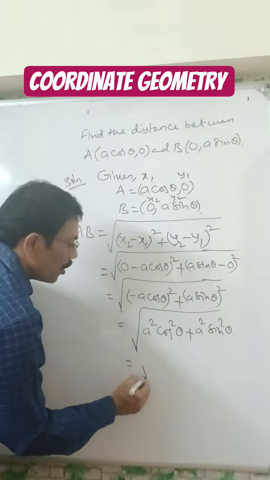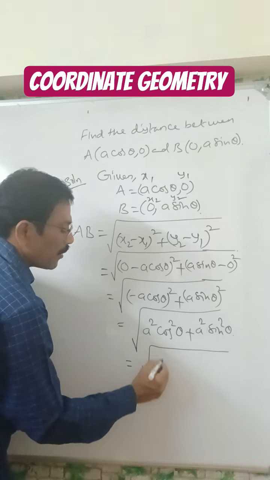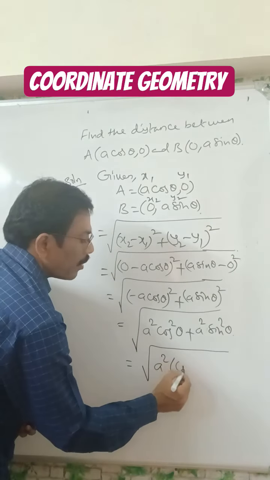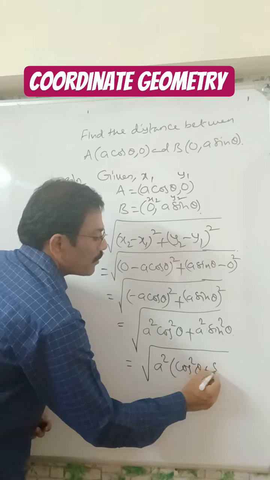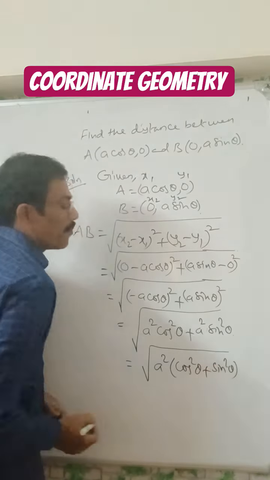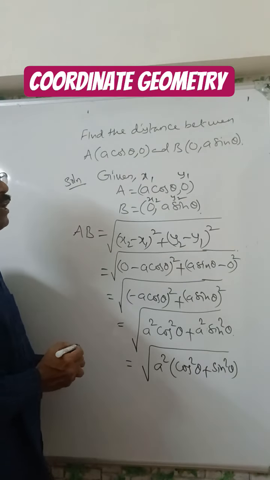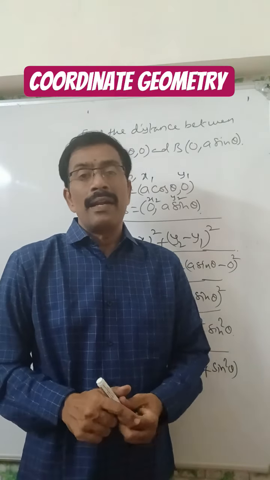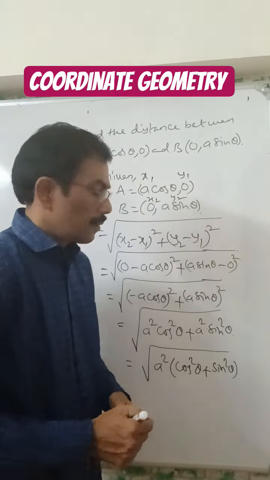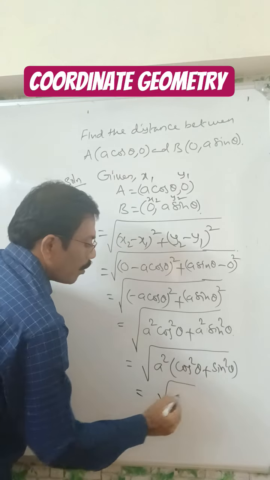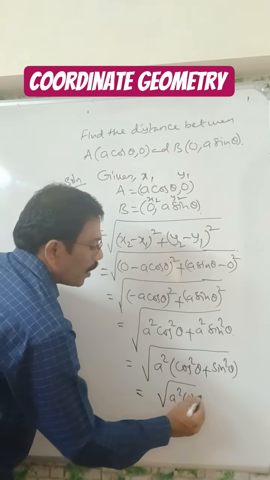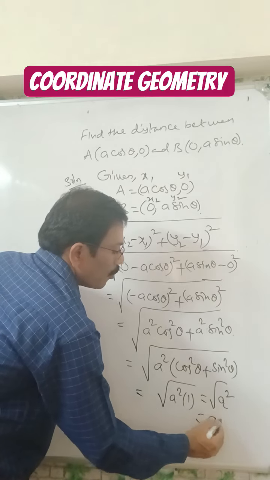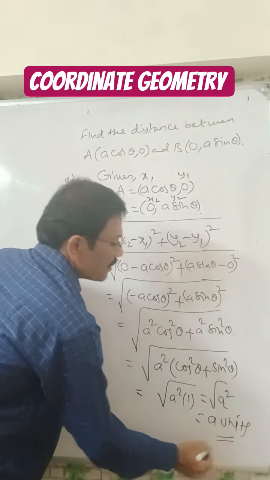Understand? That is equal to, what is common here? A square is common. So if you take A square common, you get cos square theta plus sin square theta. You know, sin square theta plus cos square theta is the trigonometric identity which is equal to 1. That is equal to square root of A square into 1. That is equal to root of A square. That is equal to A units.